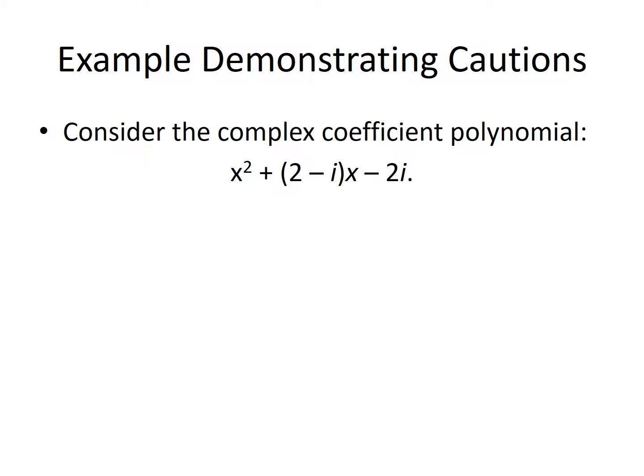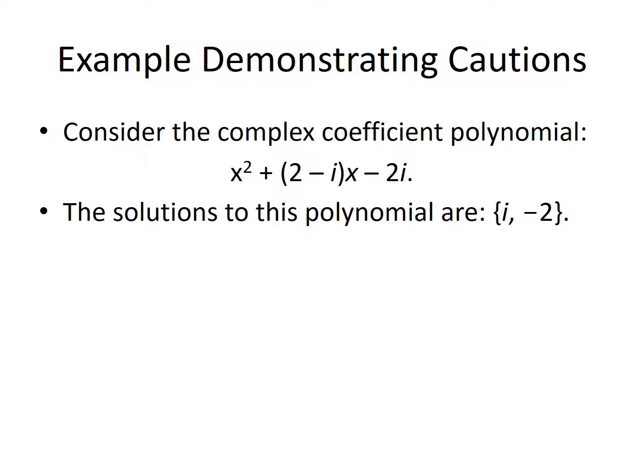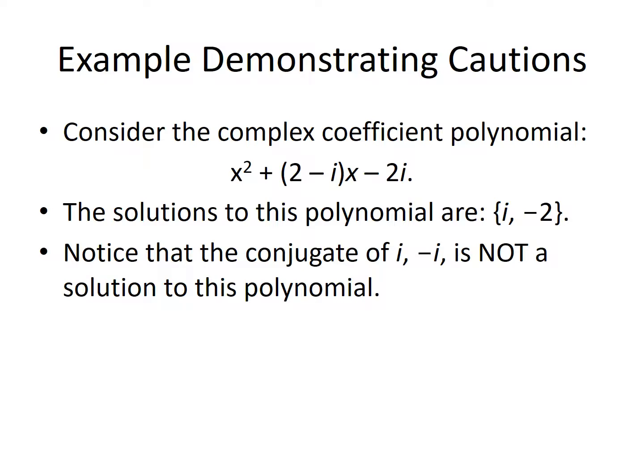Here is an example demonstrating this caution. Consider the complex coefficient polynomial x squared plus 2 minus i times x minus 2i. So here we don't have real coefficients, we have complex coefficients. The solutions to this polynomial are i and negative 2. Notice that the conjugate of i, negative i, is not a solution to this polynomial. And that's because we do not have a real coefficient polynomial. We have a complex coefficient polynomial.